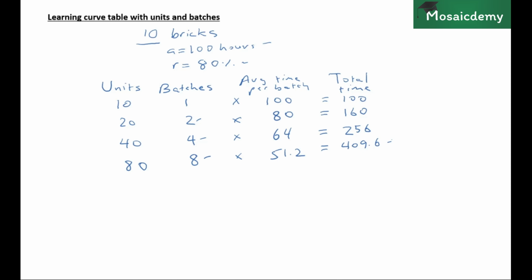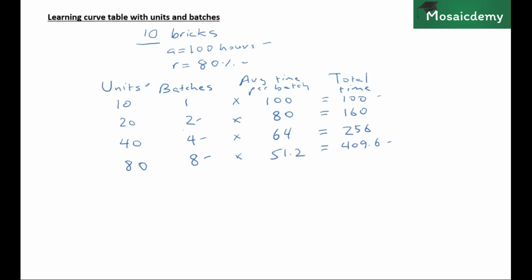A couple of takeaways though is, first of all, notice that finding the total time was based on batches into average time per batch. It had nothing to do with the number of units, okay? So this is just standalone, a separate column from the table, just there for reference. What it does is it makes things easier.